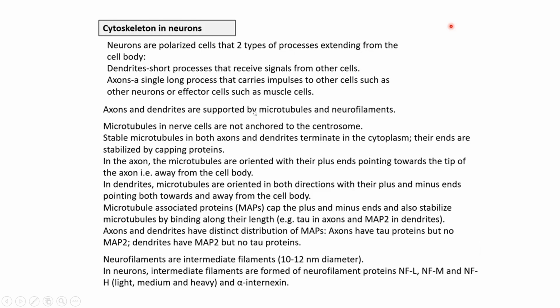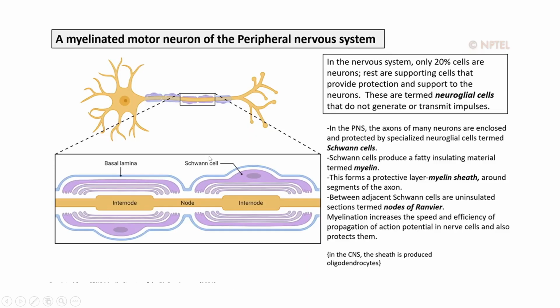Okay, and there are also certain microtubules which are present, such as these tau proteins. Okay, axons have tau proteins, whereas dendrites will have a MAP2 protein. So these are the microtubules which are present inside the cytoskeleton in the neurons, which along with the neurofilaments in the axons and dendrites will help in the support system of the axons in the neuron dendrite.